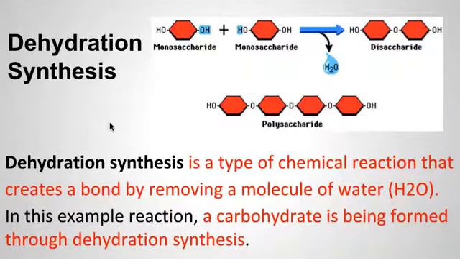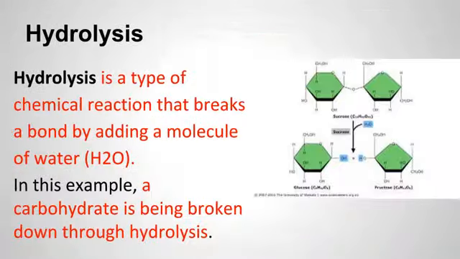So dehydration synthesis is a type of chemical reaction that creates a bond by removing a molecule of water. So to build up long sugar molecules, you need to remove water. It makes sense that plants release a lot of water when they're putting together long sugar molecules. In this example reaction, we were making a carbohydrate through dehydration synthesis. We put two monosaccharides together, they make a disaccharide, and we're making a molecule called a polysaccharide.